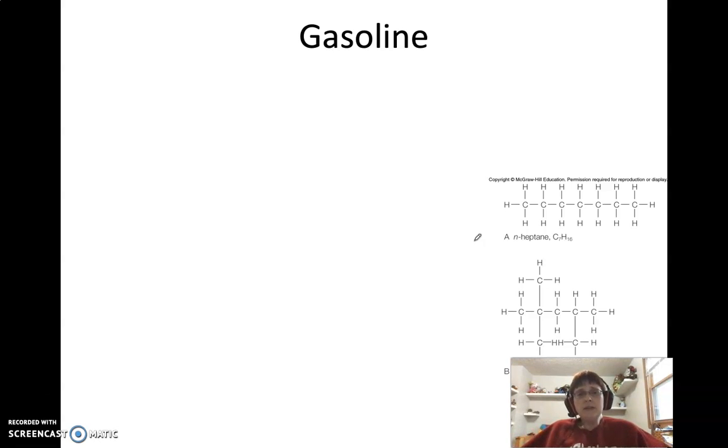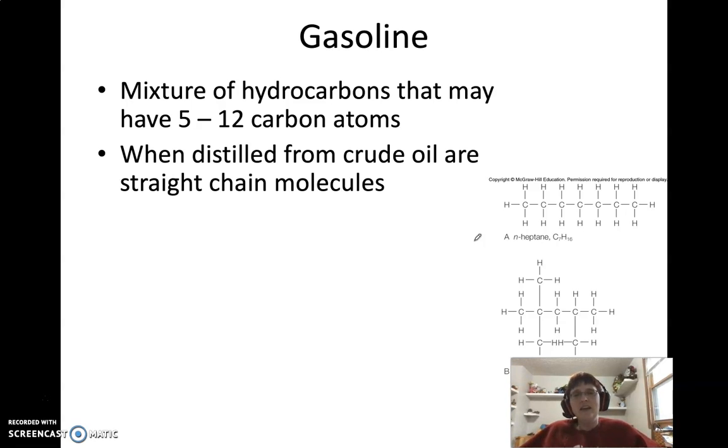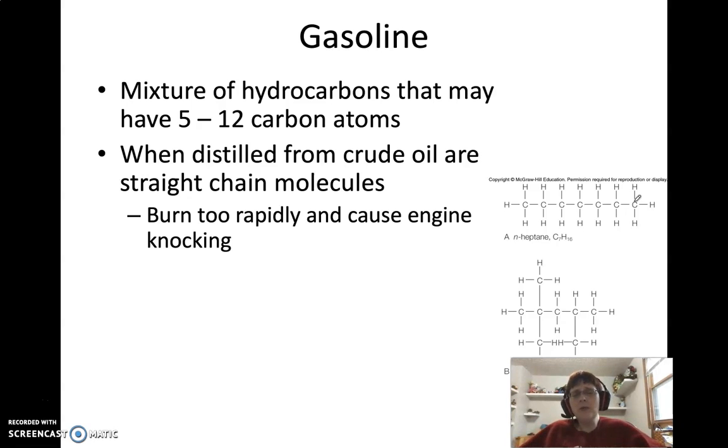Then we're going to go up in size as we go here. Gasoline is a mixture of hydrocarbons that have anywhere from 5 to 12 carbon atoms. So it's a wider field of hydrocarbons. And when they are distilled from crude oil, they're going to be in their straight chain form. You can see over here in the diagram, this is how they're going to come off the distillation process. They're going to be in these straight chains. And you might be thinking, so what? Why do we care? The problem is that straight chain molecules burn really fast, and it causes what we call engine knock, and that actually can damage your engine.